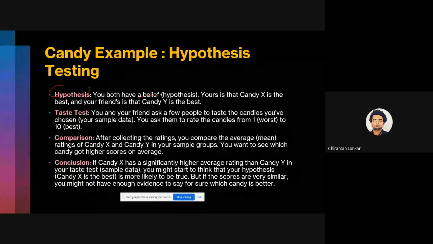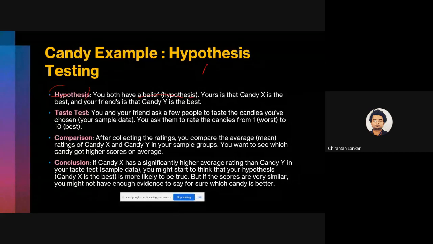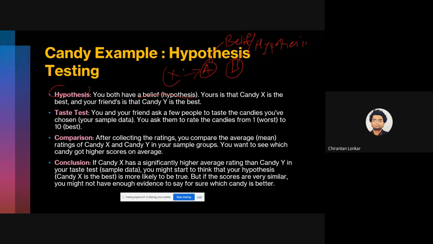You both have a belief, right? A and B both have some belief, correct? This belief in technical terms is called hypothesis. Remember this much: this belief is called hypothesis. What is the belief? Candidate A thinks X is amazing. Candidate B thinks Y is amazing, right?